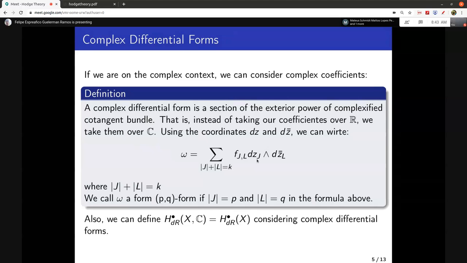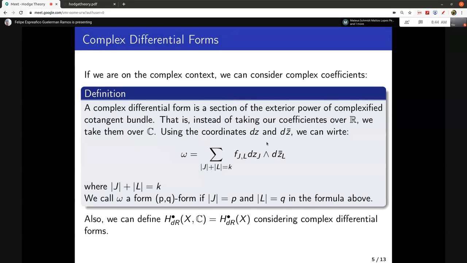So a function f_{JL} and dz_J, dz̄_L, where J plus L is k. Of course, we can always write our forms like this. And the important thing is that the number of z's and z̄'s will give rise to a terminology. So we call it an omega^{p,q} form if J has size p and L has size q in this formula.